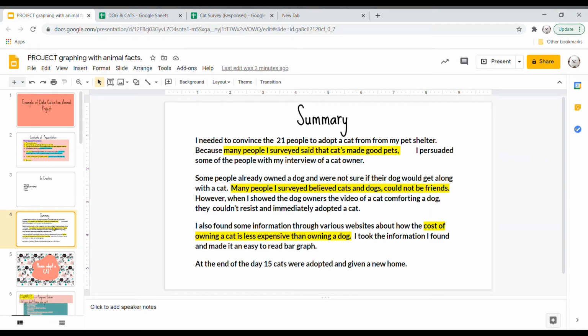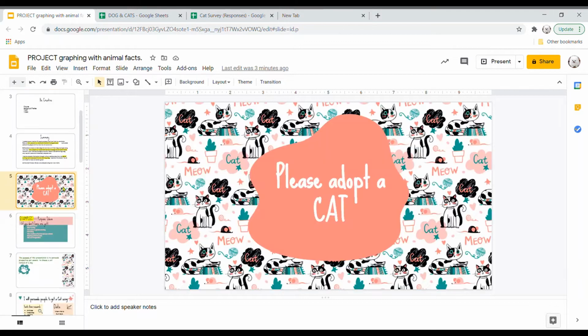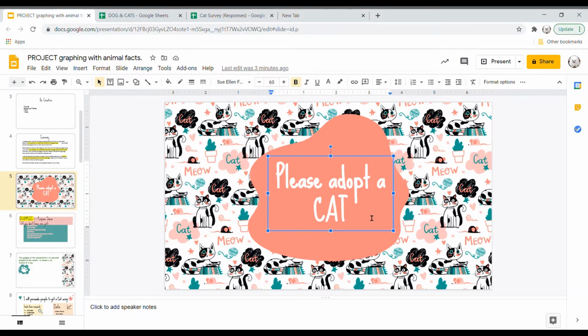Finally, I found some information through various websites about how the cost of owning a cat is less expensive than owning a dog. At the end of the day, 15 cats were adopted and given a new home. Please add a title page and don't forget to write your name.